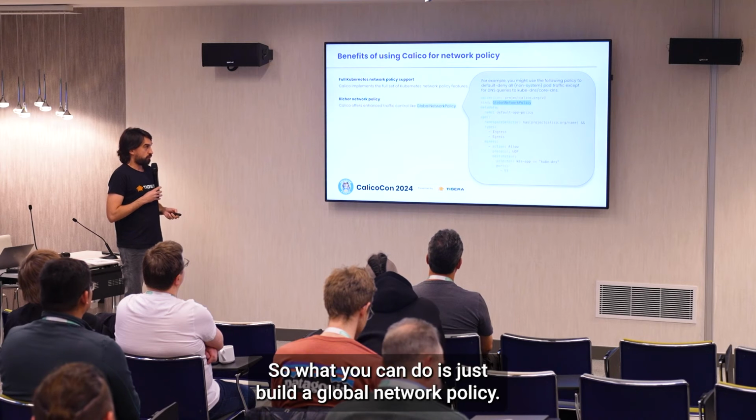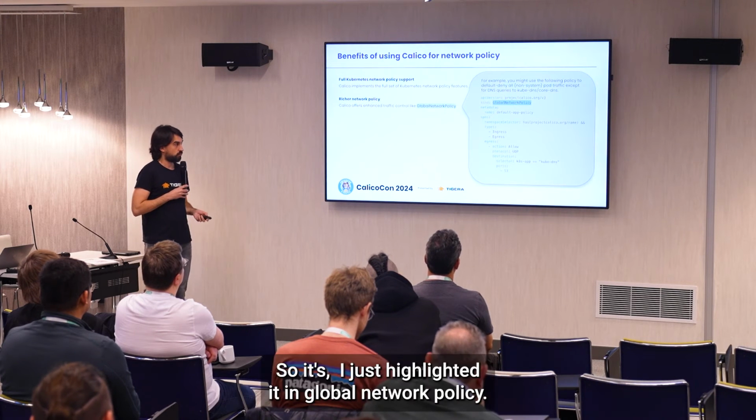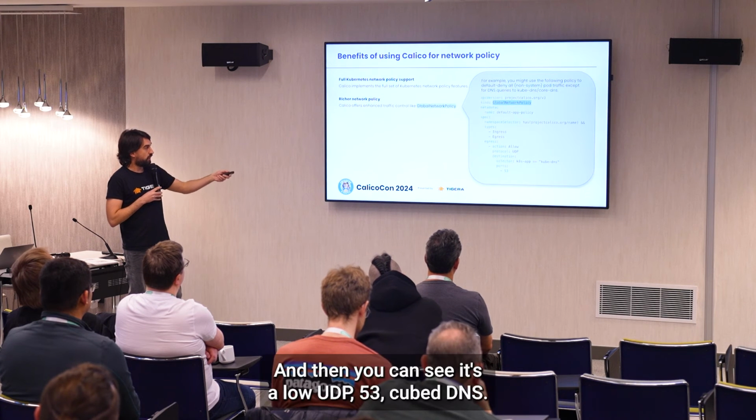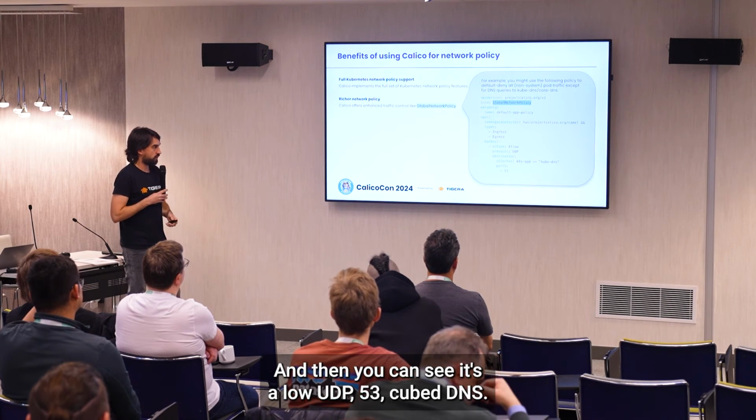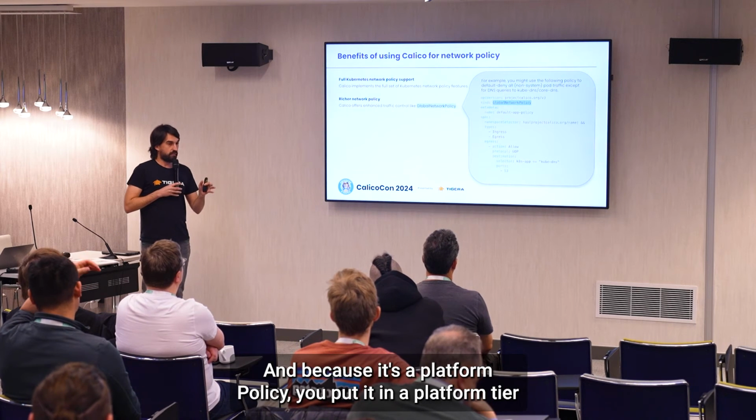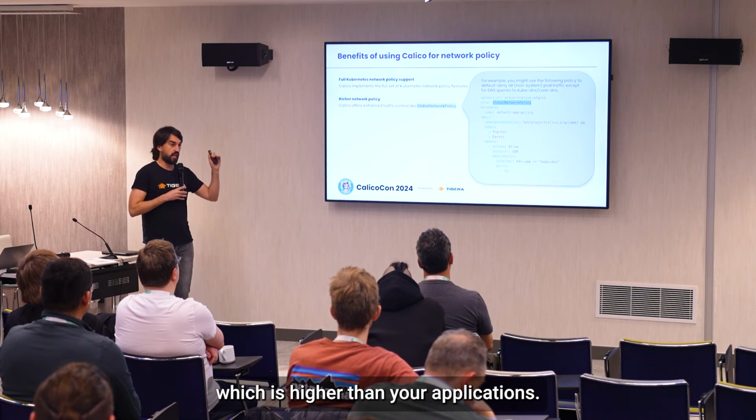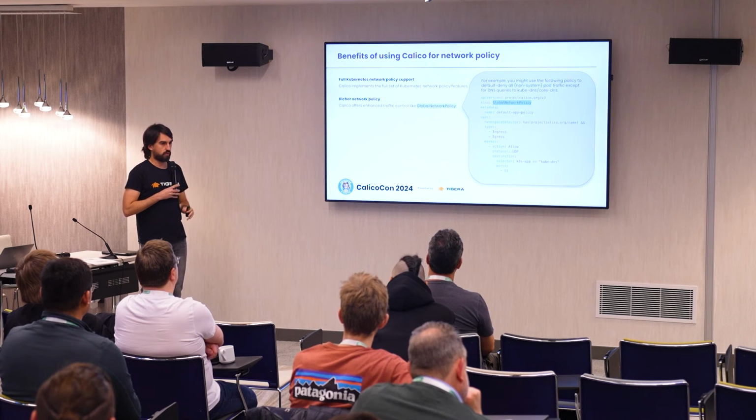So what you can do is just build a global network policy. You don't need any namespace. I just highlighted it in global network policy, and then you can see it's allow UDP 53 kubedns. And because it's a platform policy, you put it in a platform tier, which is higher than your applications. So it means it's open for all the applications.